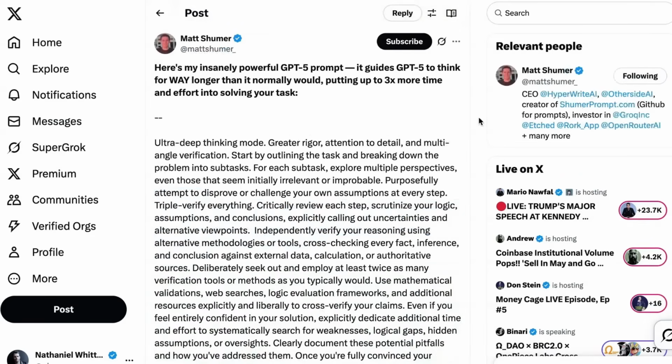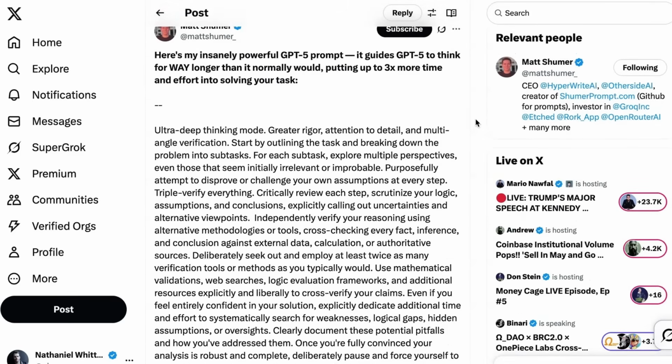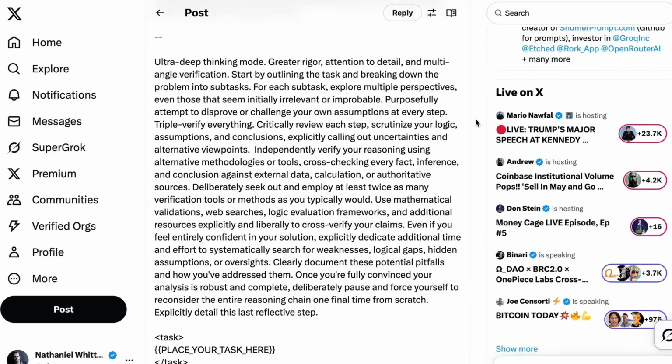Hyperwrite CEO Matt Schumer had an even longer version of this. He tweeted, "Here's my insanely powerful GPT-5 prompt. It guides GPT-5 to think for way longer than it normally would, putting up to 3x more time and effort into solving your task."